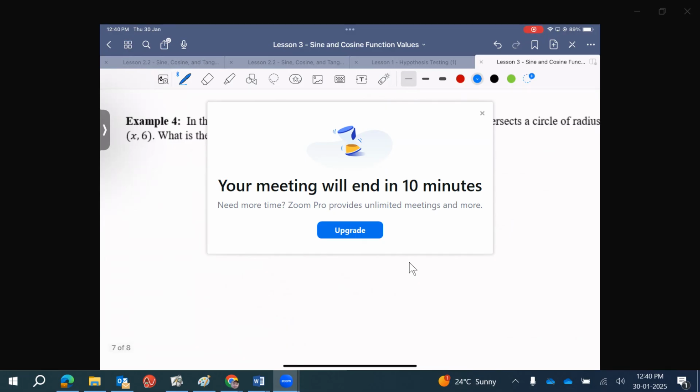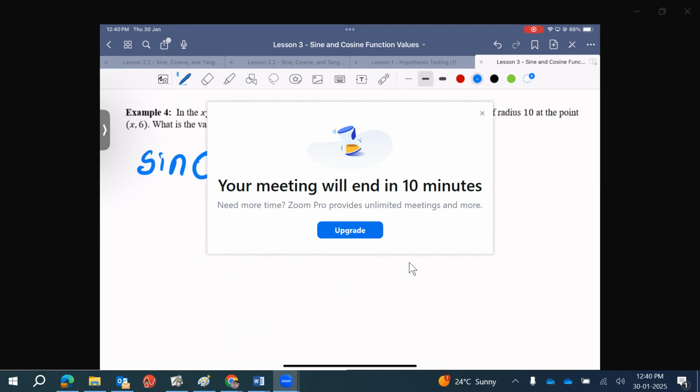Okay, so in the xy plane, the terminal ray of angle theta in standard position intersects a circle of radius 10 at the point x comma 6. What is the value of x? So my first question for you guys is, what is the sine of theta? Discuss with the people next to you. So what's the terminal ray again? Is it the hypotenuse? The terminal ray.